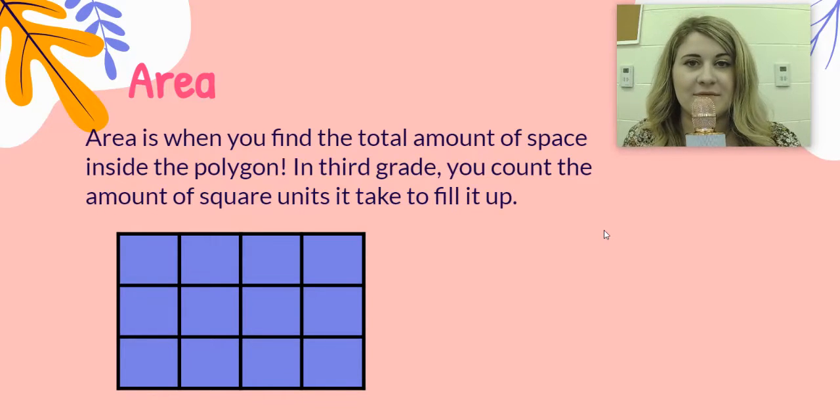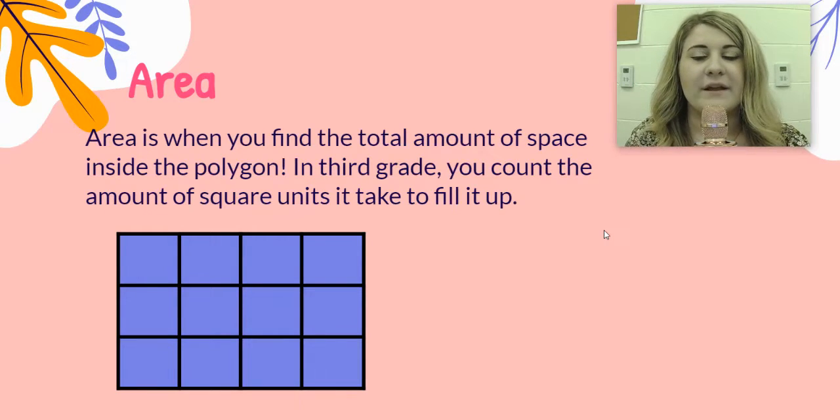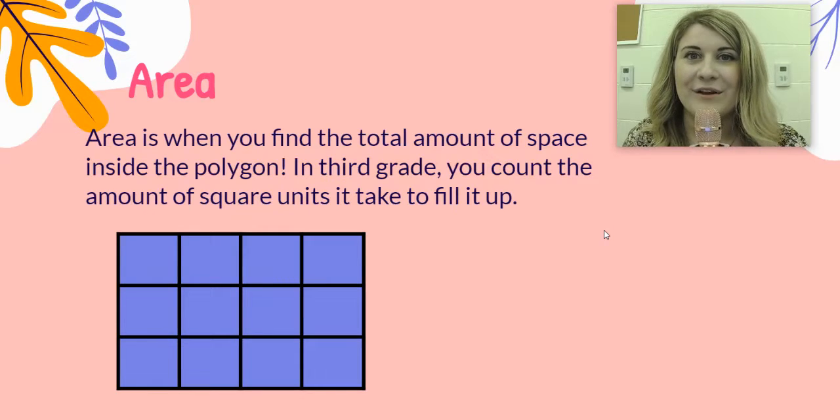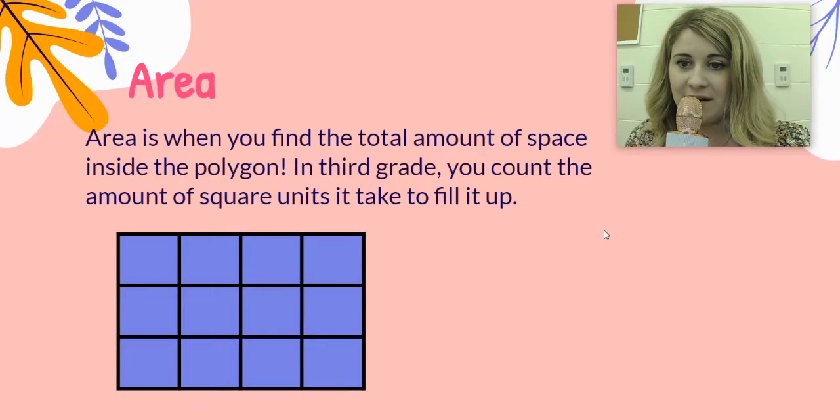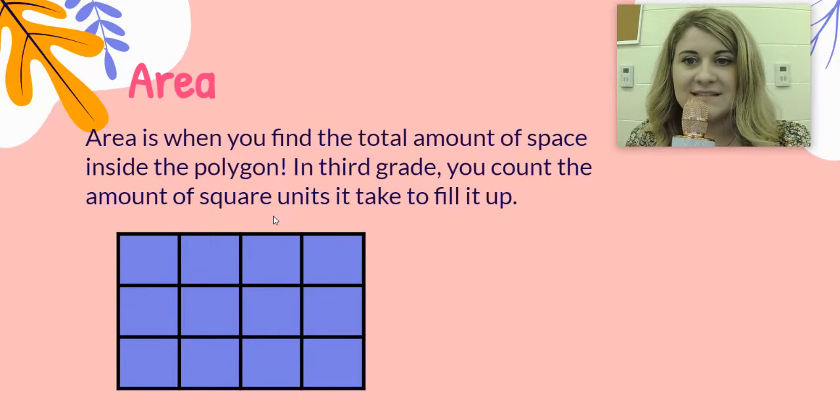Area is going to be something you learn more about as you get older in other grade levels. For 3rd grade, we are just going to figure out how many square units it takes to make this shape. All you have to do for area is count the square units that are colored in. So for this one, all of them are colored in. So we're going to count all of the squares. So it takes how many square units to get there?